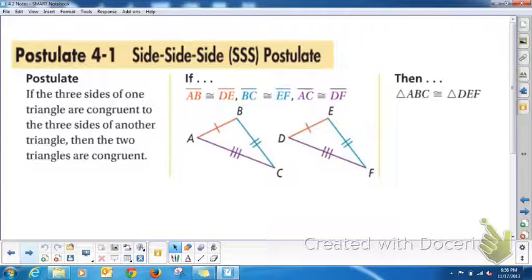So if segment AB is congruent to segment DE, segment BC is congruent to segment EF, and segment AC is congruent to segment DF, then we can say these two triangles are congruent using the side, side, side postulate. Pause the video and fill in your note template.